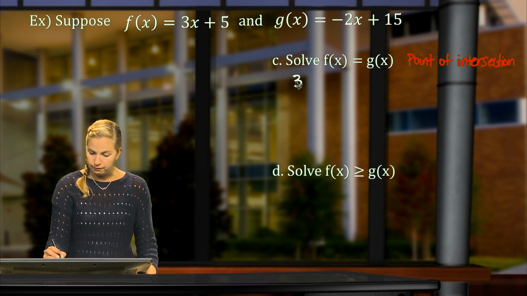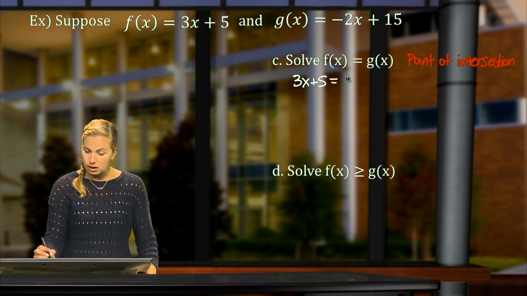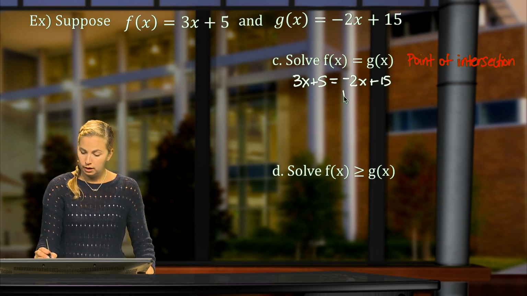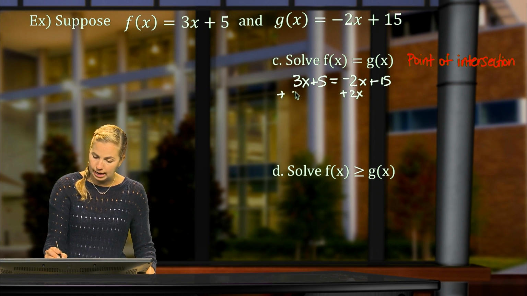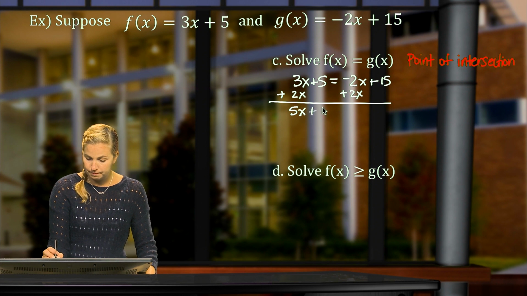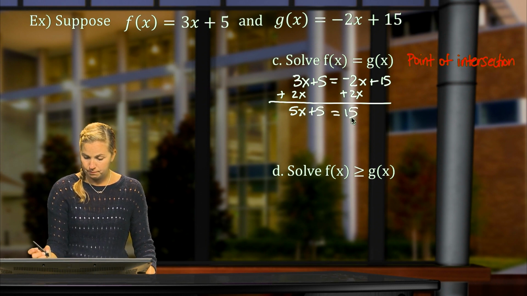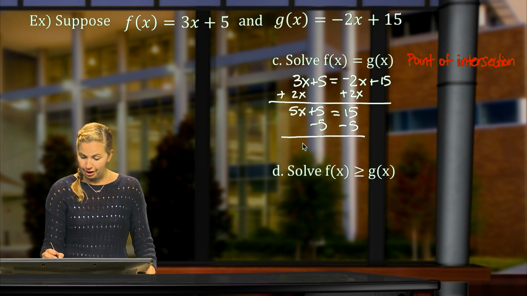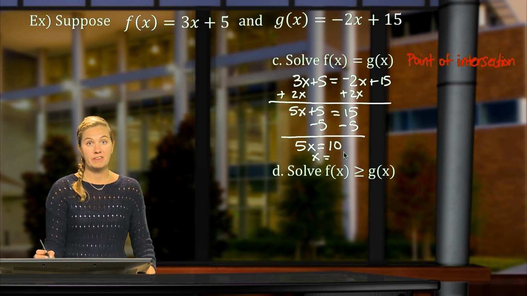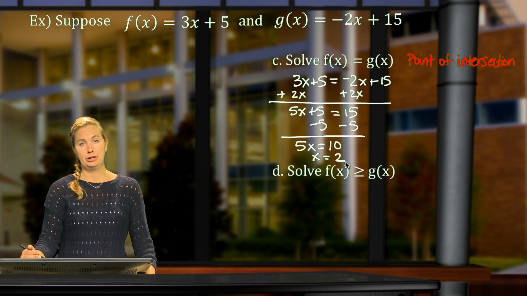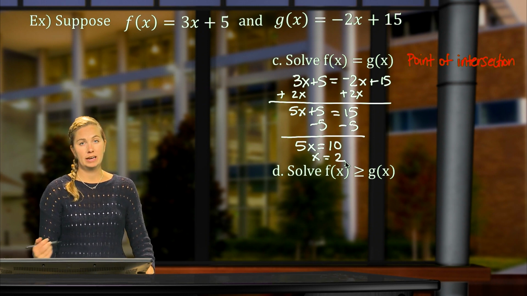Solving algebraically, we have 3x plus 5 equals negative 2x plus 15. Add 2x to both sides. That way I have a positive coefficient on x. Subtract 5 from both sides. We have 5x equals 10. Dividing both sides by 5, we get x equals 2. So when we have an x value of 2, both f of x and g of x will have the same output.